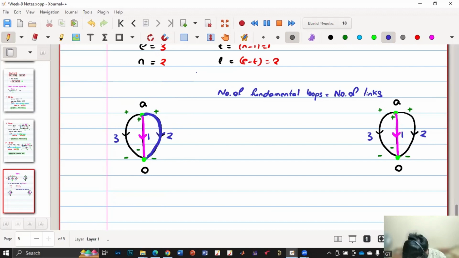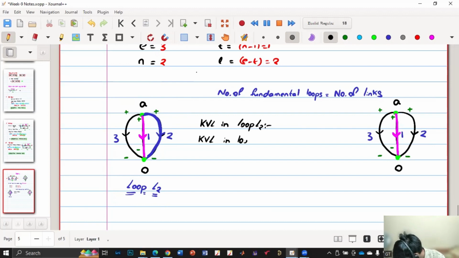Fundamental loop. So I'll mention it as loop L2. So in loop L2, what we'll be doing, we'll apply KVL, right? And we have to be sure for that link, the voltage should be positive. So if we apply in this loop L2, can you tell me what is the expression? So we have KVL in loop L1, KVL in loop L2, KVL in loop L3.